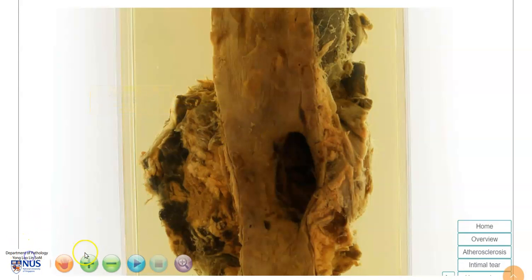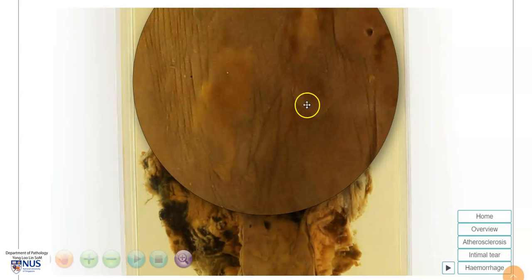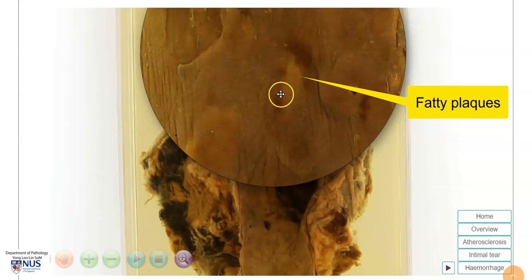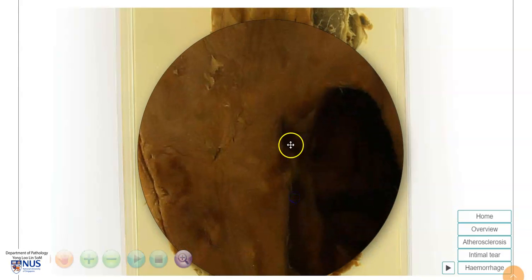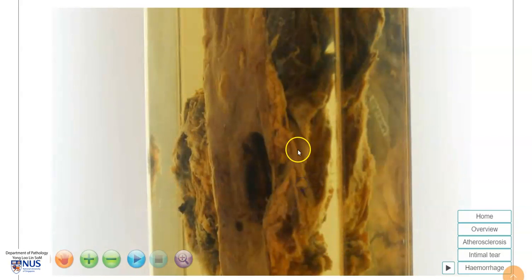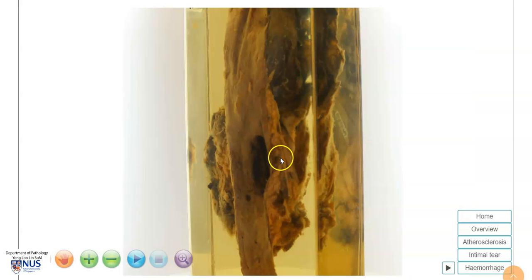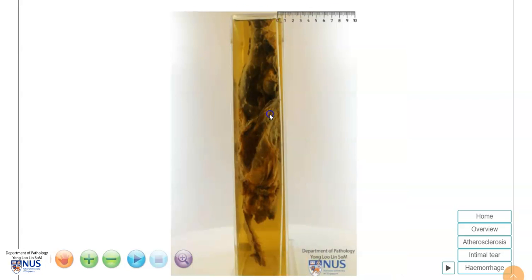We can see that there is some atherosclerosis in the form of some fatty plaques or fatty streaks. This is not very severe. And here we have an intimal tear through which the blood is tracking into the wall of the aorta. So the wall is actually markedly thickened and expanded by this hematoma that is present between the layers of the vessel wall. And here we can see on the side view how it is expanding the vessel wall.